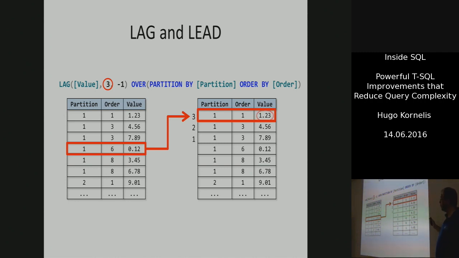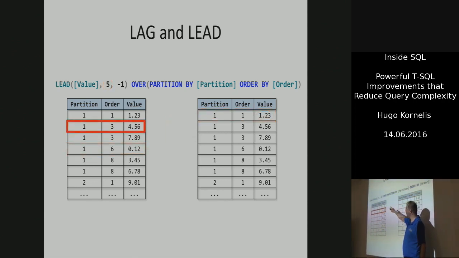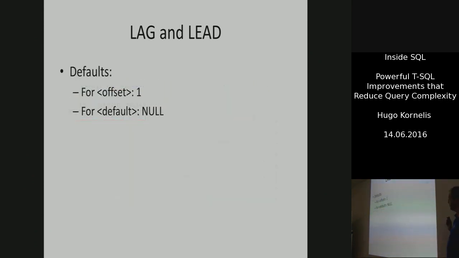To understand the default, I'm going to look at a lead example. Lead says look ahead. We're going to look ahead 5 rows. Five rows from this, we've just crossed the partition boundary. So there is no row 5 rows ahead of this, not in the same partition. And that's where the default comes in. In that case, we're going to return minus 1 to say there is no row there. We don't have a lead 5 rows ahead of us.